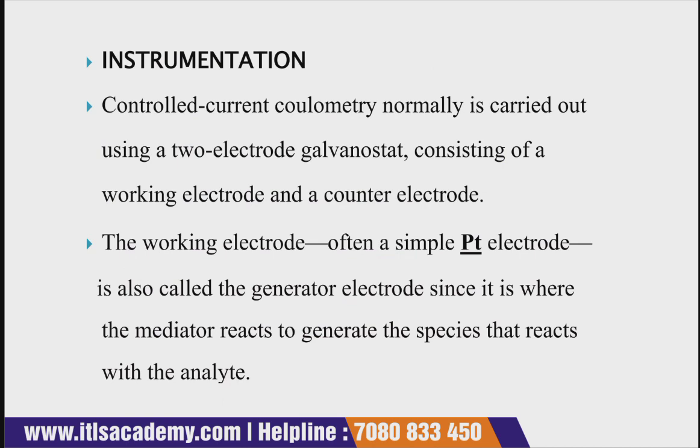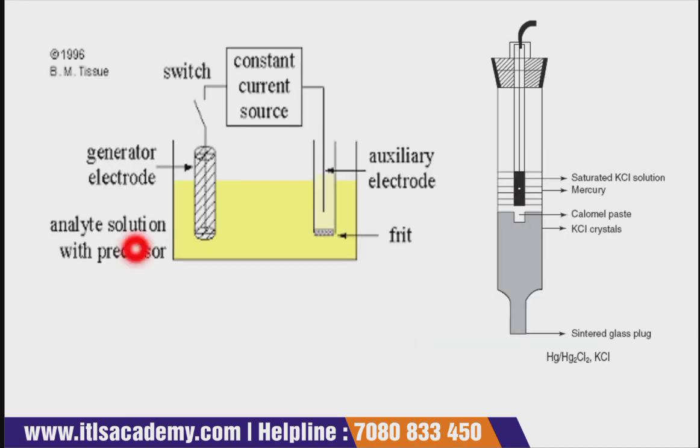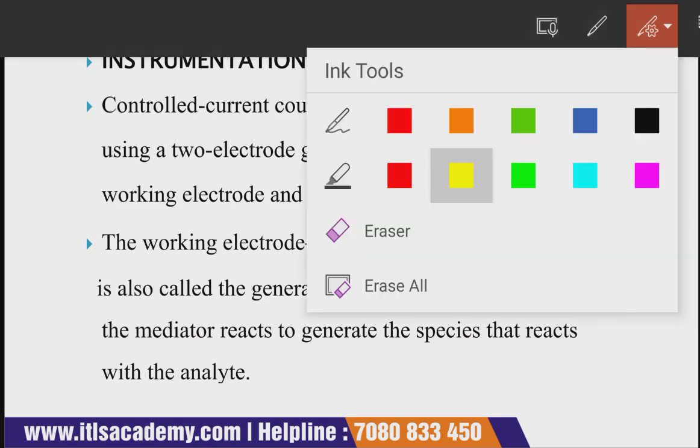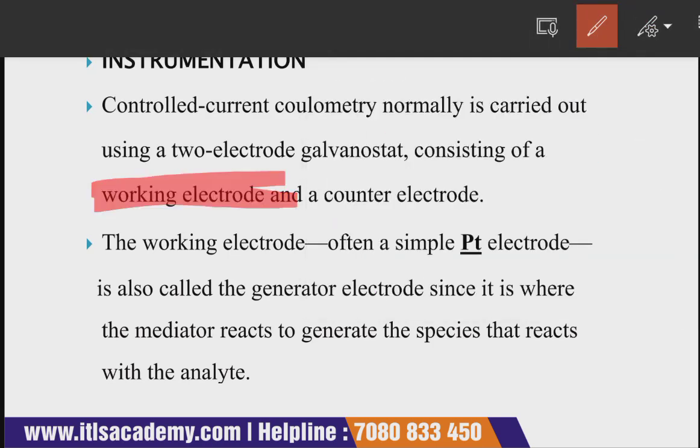Okay, now comes the important part, that is the instrumentation. If we see the instrumentation, it somewhat looks like this. Now we are going to have a detailed discussion of the instrumentation part. The controlled current coulometry is normally carried out using a 2-electrode galvanostat consisting of a working electrode and a counter electrode. So here two types of electrodes are used. The first one is the working electrode and the second one is the counter electrode.